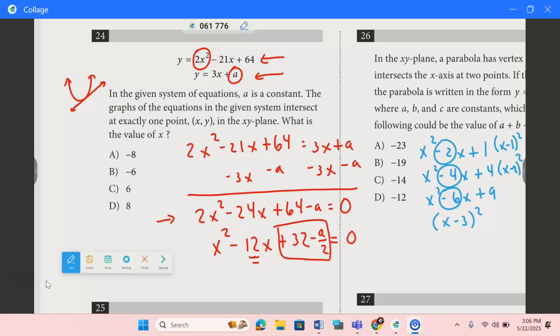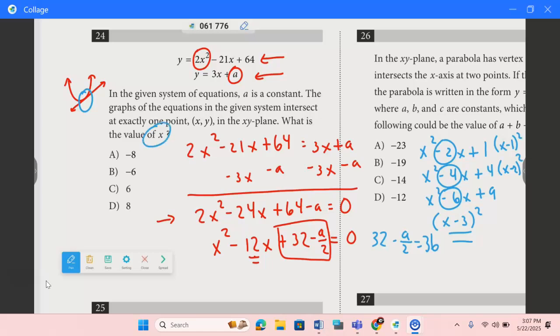All right. And the reason I can only have one solution, I can't have 2, is because it only touches once. So I need this to be half of 12 squared. That's going to be 36. So I need 32 minus a over 2 to be 36. And actually, we don't care what a is. We just care what is x. What's the value of x?